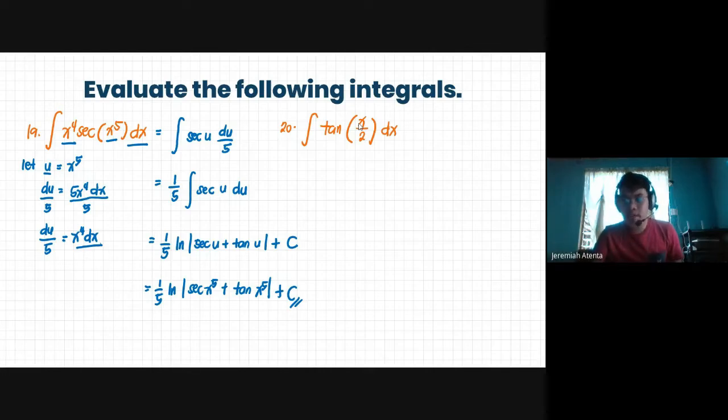Kindly write it down in the comment section. Ano nga yung ile-let you natin dito for number 20? What do you think? Okay, so again, what do you think yung ile-let you?